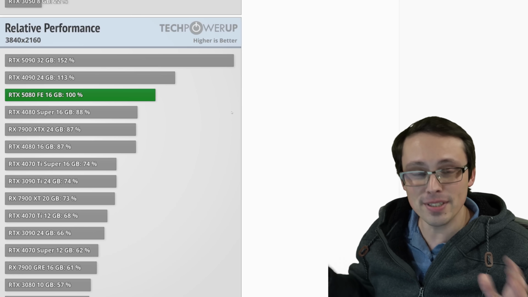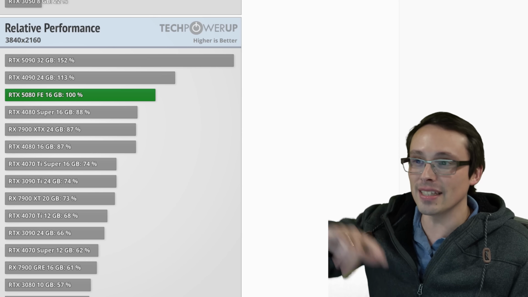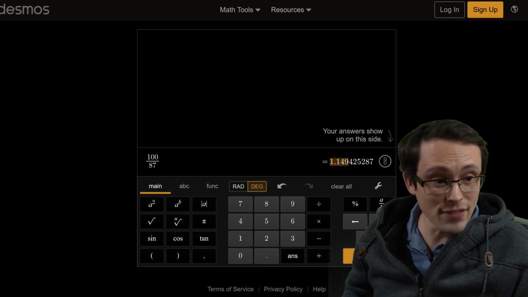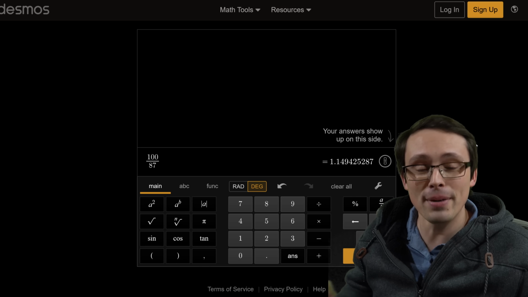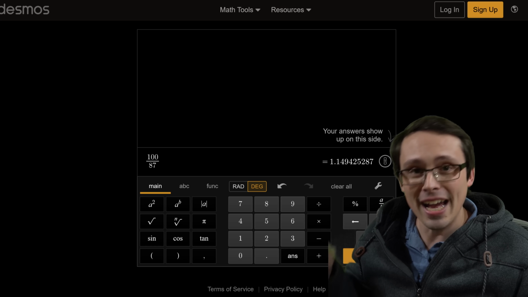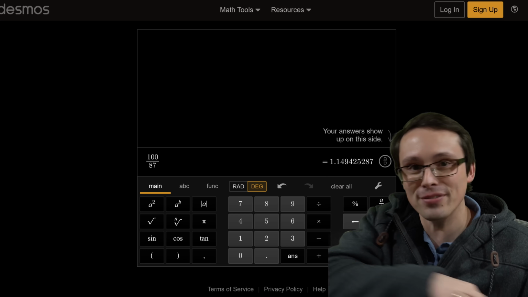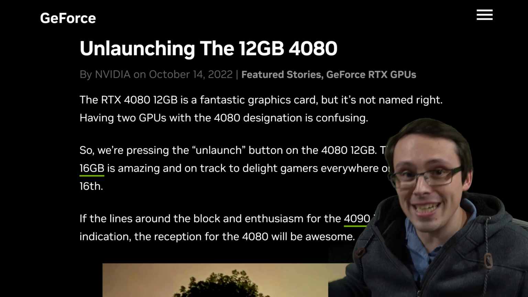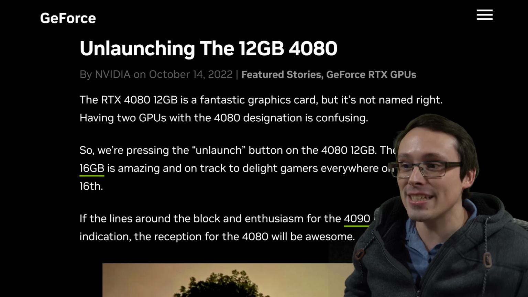And if I use Tech Power Up's database for both, we are seeing that the 5080 compared to the 4080, well, 100%, 87%. If you actually divide it the other way around to look at the same way that I'm looking at this one, that is about 15% faster. So actually, the 5080 is a slightly smaller, but about the same generational uplift as Nvidia was offering with the 4080 12GB, which got canceled. It got unlaunched.